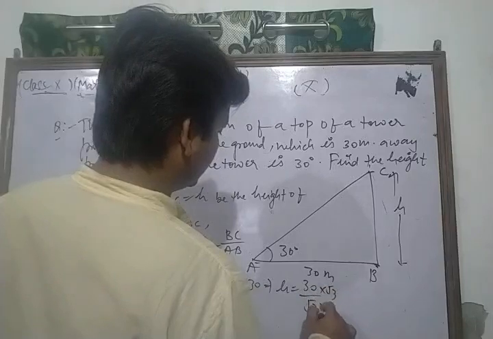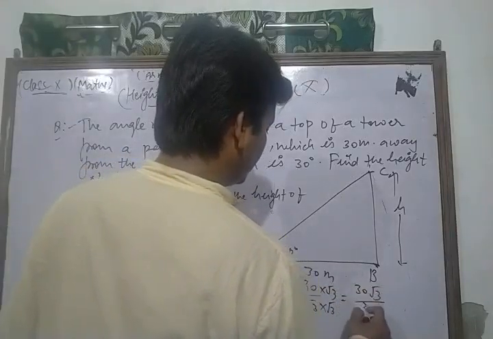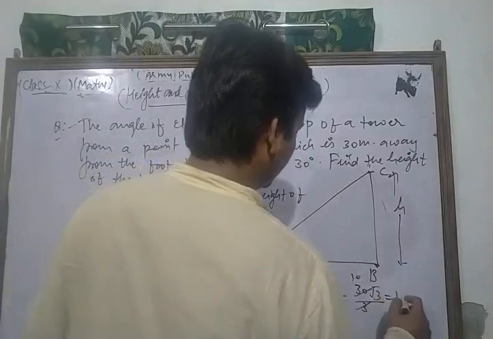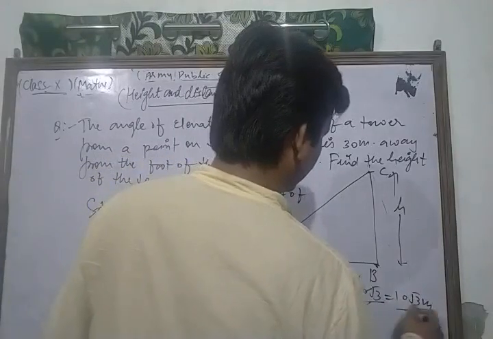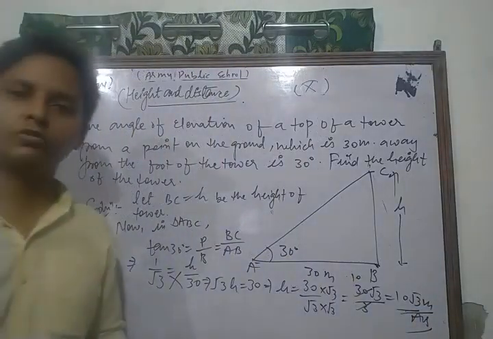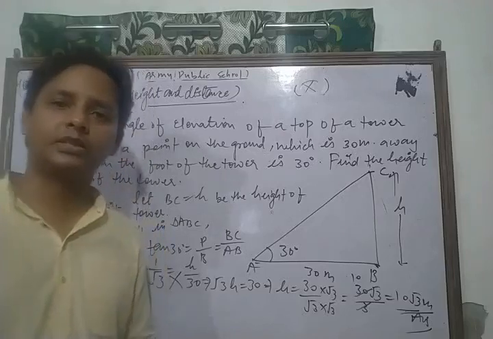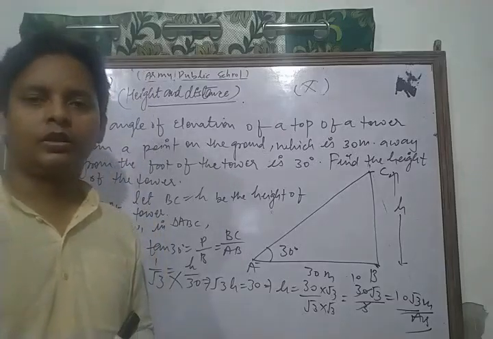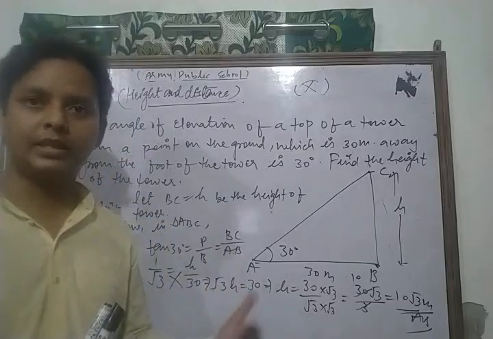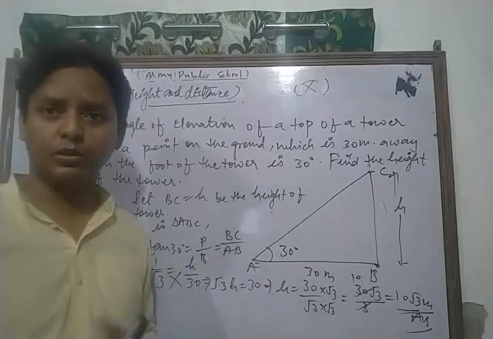We multiply by root 3, so 30 root 3 upon 3. 3 tens are 30, so 10 under root 3 meter. This is the height of the tower. This is the required solution. So in this way you can solve each and every question of your NCERT exercise based on these topics. Similarly, we now take and solve some other important questions based on height and distance in this way.